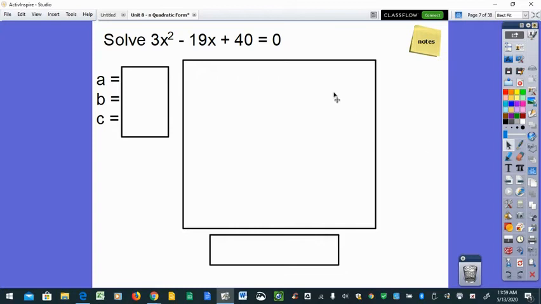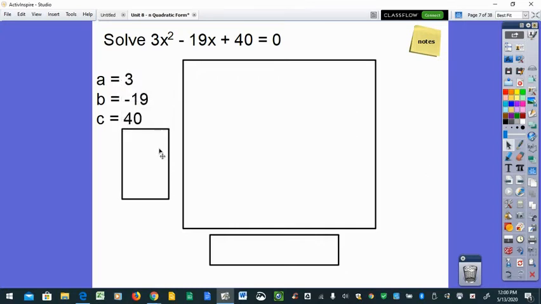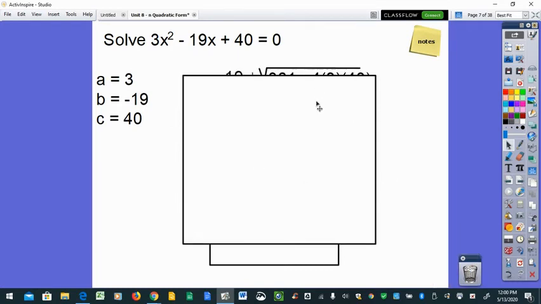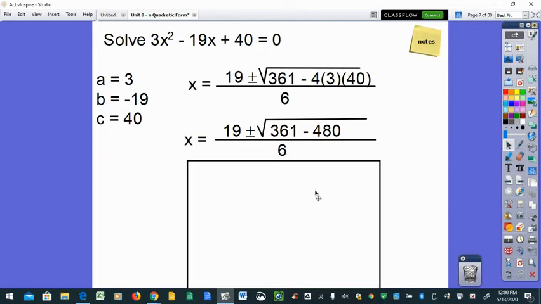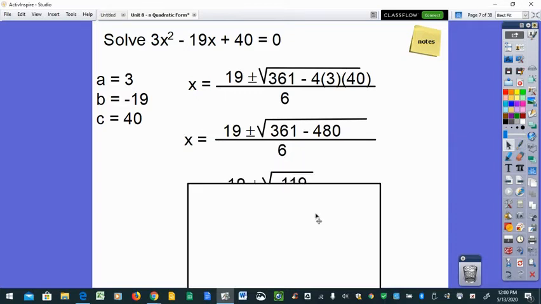Okay, so let's check in. A is 3, B is negative 19, and C is 40. I'm going to substitute in. And there's my substitution step. Here is the part where we have to be careful. See, there's only one minus this time. And when I take 361 minus 480, did you see the problem that happened here?